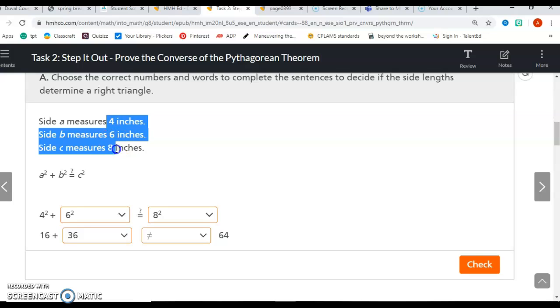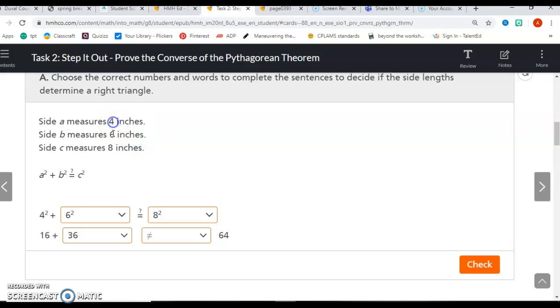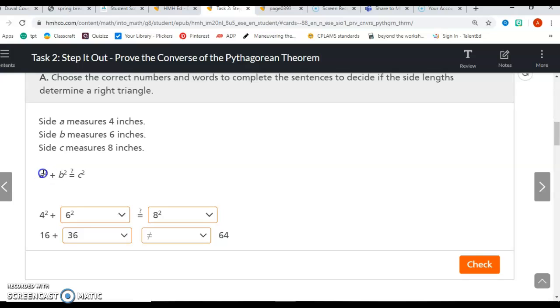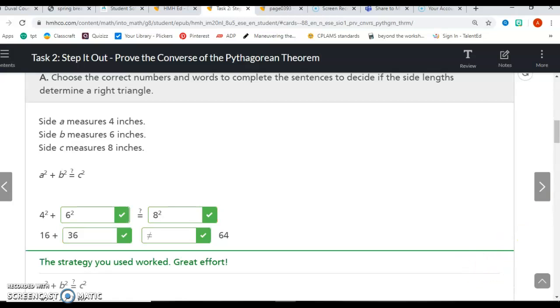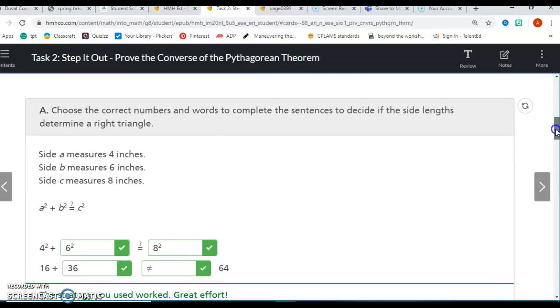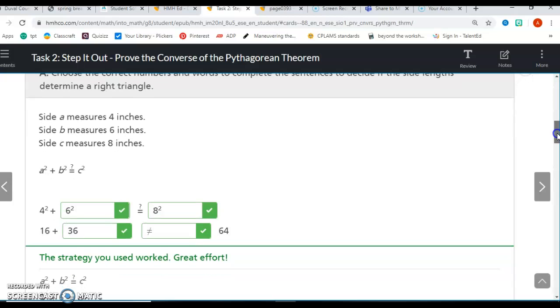So even though they gave us these three pretty measurements of 4, 6, and 8, even though they're simple measurements of whole numbers, when we plug these measurements into the Pythagorean theorem formula of a squared plus b squared equals c squared, we can identify that this is not a right triangle. These measurements do not make a true statement. And that is your objective for this worksheet. You are proving the Pythagorean theorem, whether it works or it does not work.